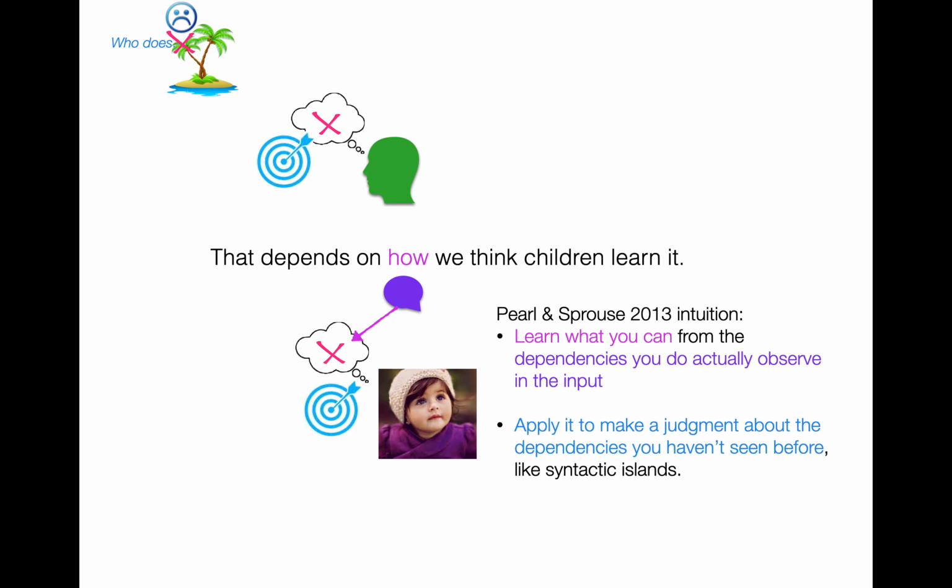Okay, so Pearl and Sprouse, us, in 2013, we had this intuition that maybe what the children are doing is learning what they can from the dependencies they actually do observe in the input, and then applying that learned knowledge to make a judgment about dependencies they may not have seen before, like, for example, syntactic islands. Like if we asked them or somehow got them to tell us what they thought about them, they would be able to, based on the knowledge that they had acquired from the dependencies they do actually observe in their input.